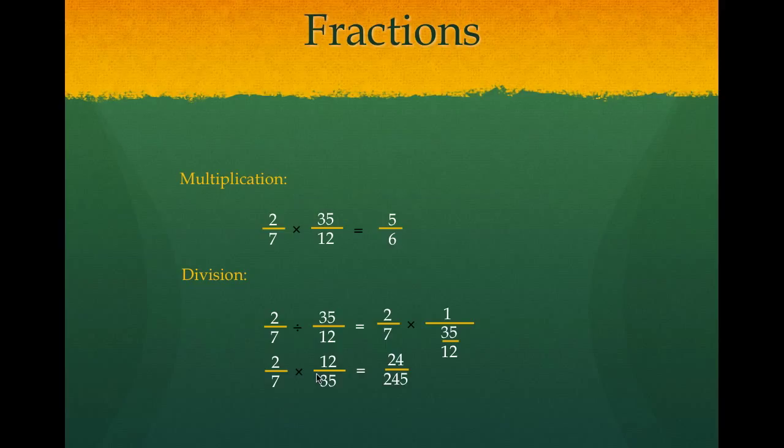So now here in this multiplication, none of the numerator can be divided by any of the denominator, and none of the denominator can be divided by any of the numerator. So we'll simply multiply. So 2 into 12 is 24, 7 into 35 is 245. So the answer will be 24 by 245, and this fraction is also in simplest form.